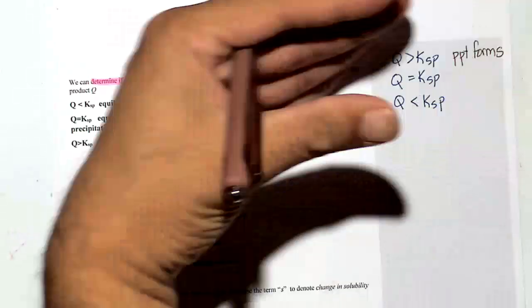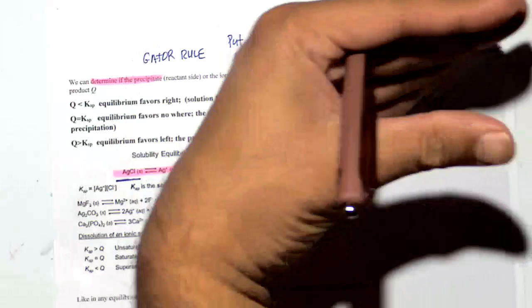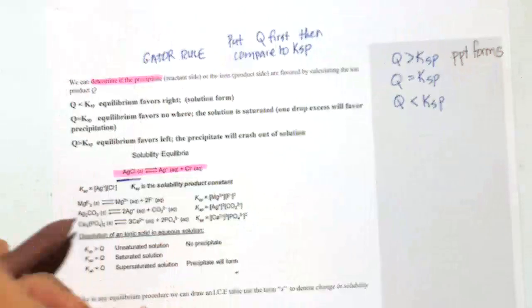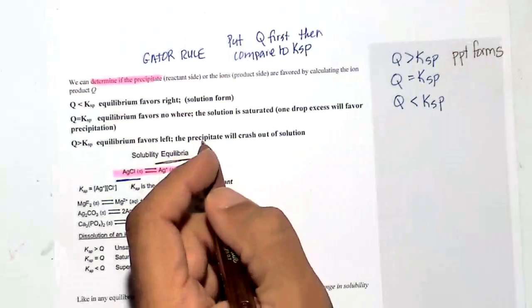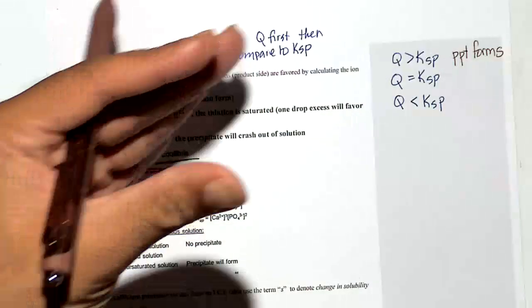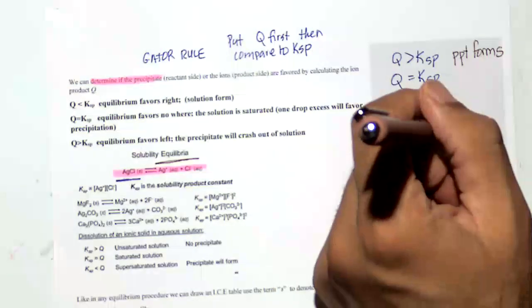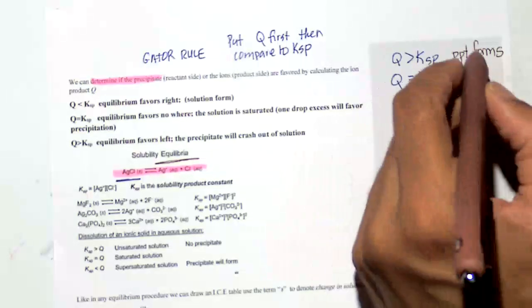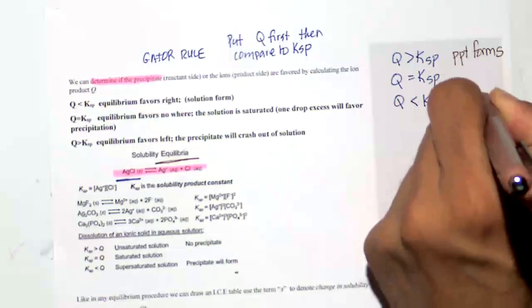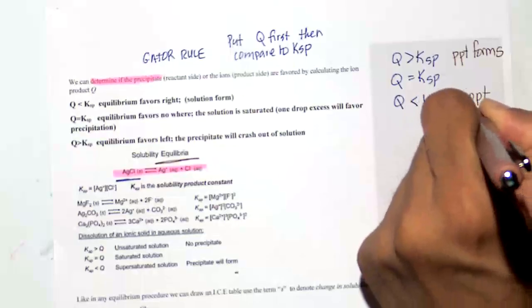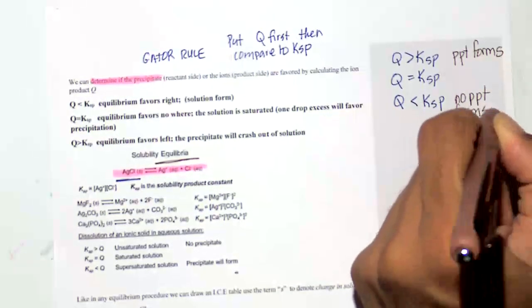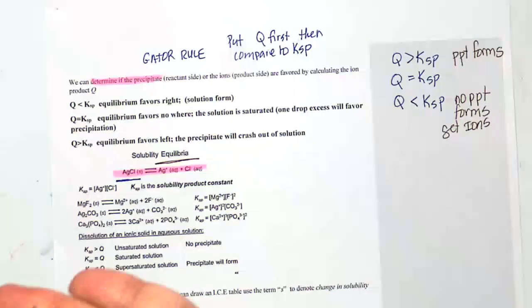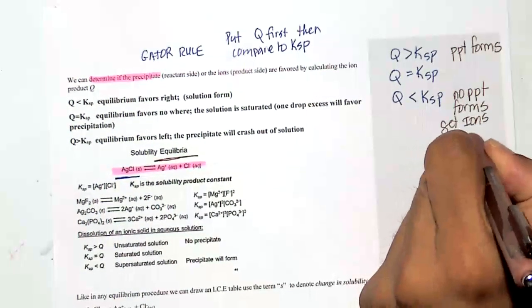If Q is less than KSP, where do the alligator jaws point, the left or the right? The alligator jaws point to the product side. Will we get a precipitate or not? Not. A precipitate will not form, and we'll get the ions. You'll get ions in solution. So basically it's water, no reaction.